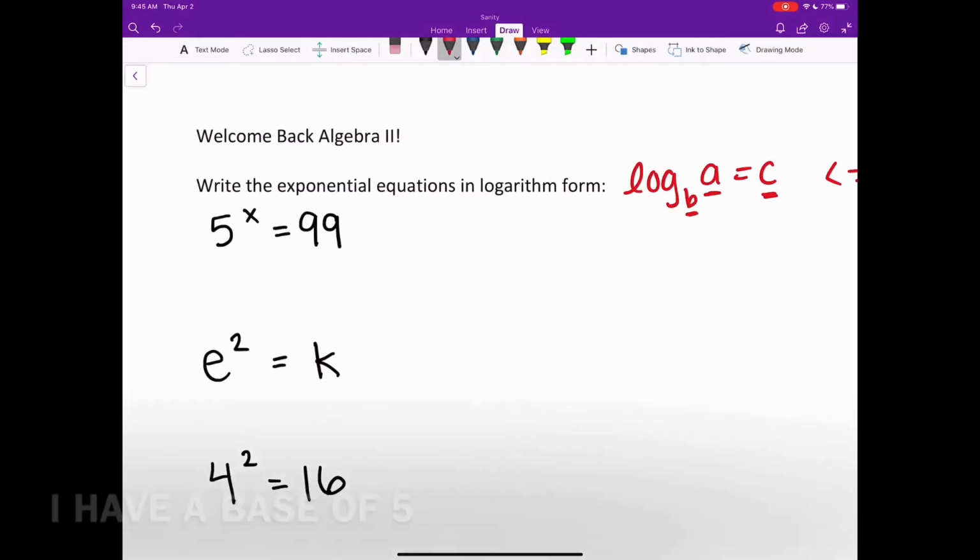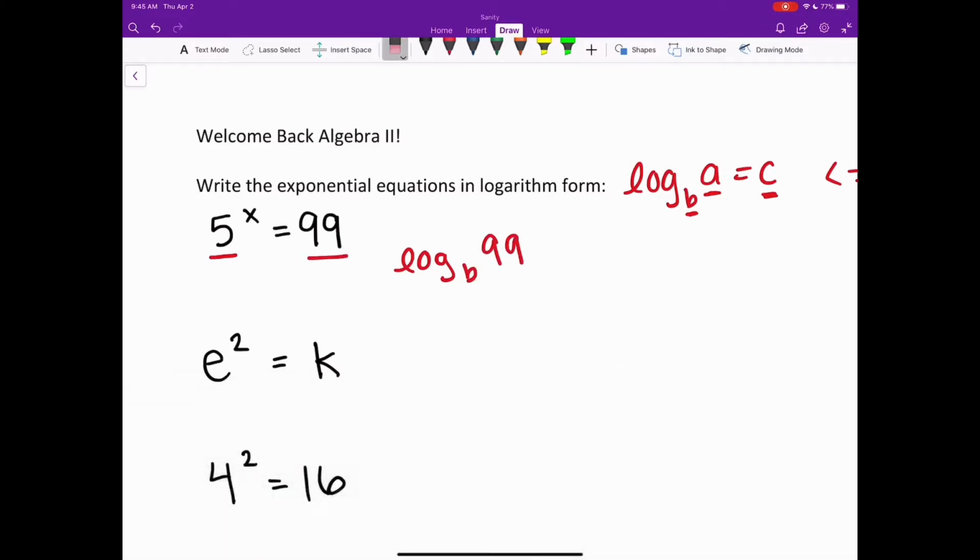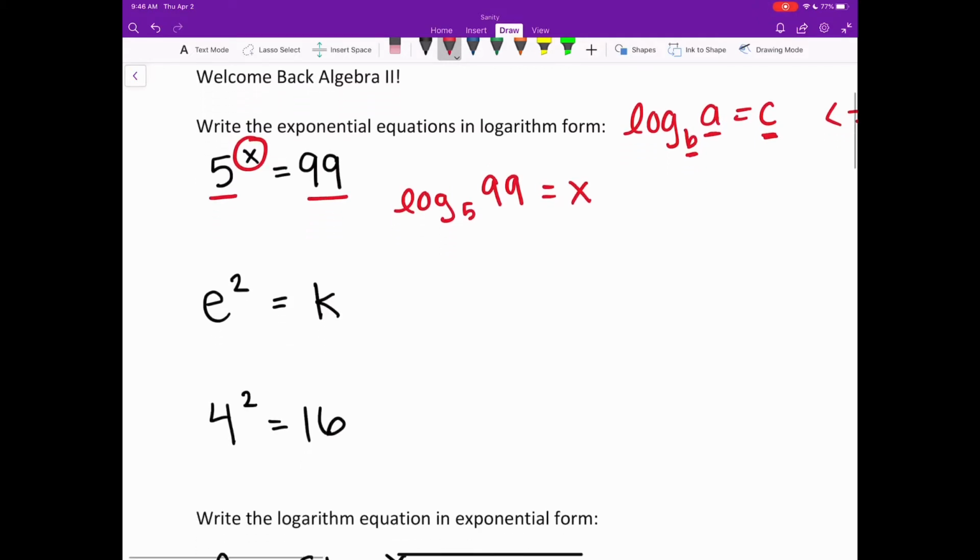I have a base of b, so I'm going to say log base b of 99. Log base 5 of 99 has to be equal to this exponent of x. Okay? So that's how we could go back and forth between our exponential and our logarithm form.